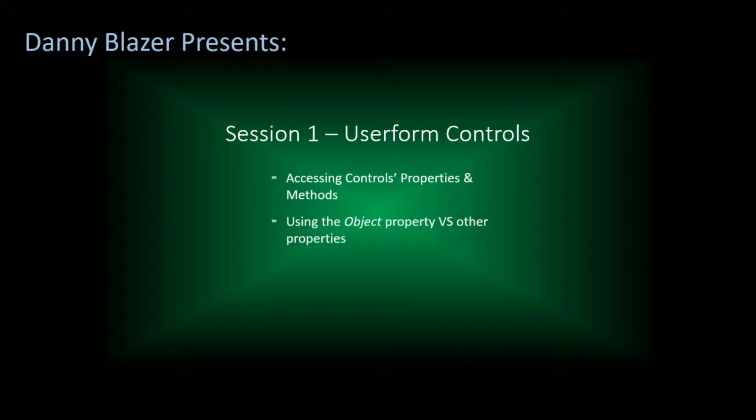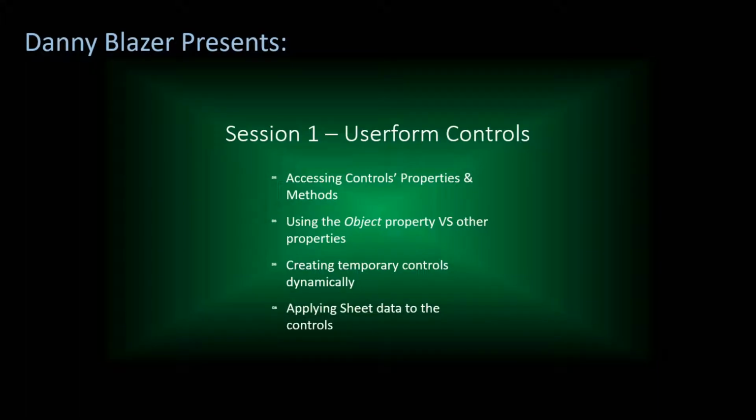Then we'll get into using the object property versus others to compare those differences. We're going to be creating temporary controls, and the keyword here is dynamically. It's creating a blank user form, adding controls dynamically at runtime, and then they're just temporary. When the user form is closed, they go away. They're not physically on there. And that's what I mean by dynamically.